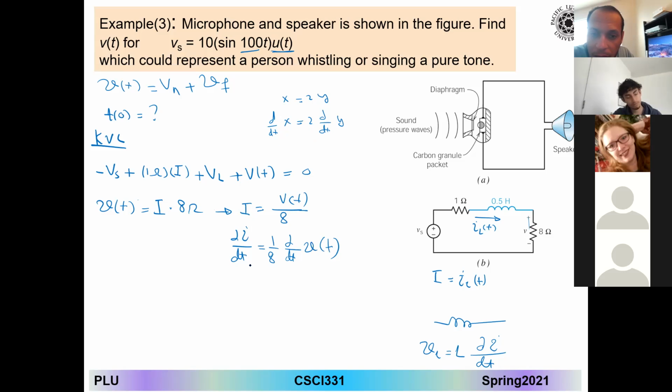Okay. Now I can formulate it, because to get the VL, I need to multiply by L, right? Yeah. So from these equations here, you can find di by dt. Basically it is 1/L times V.